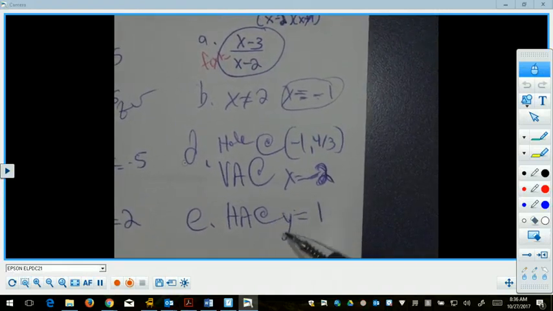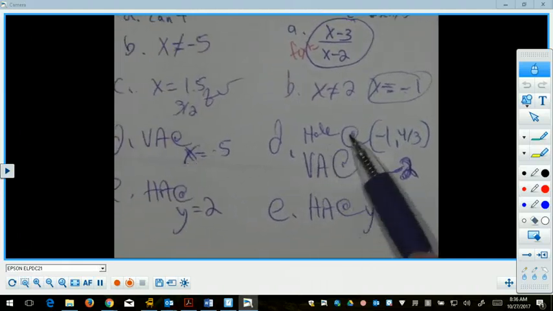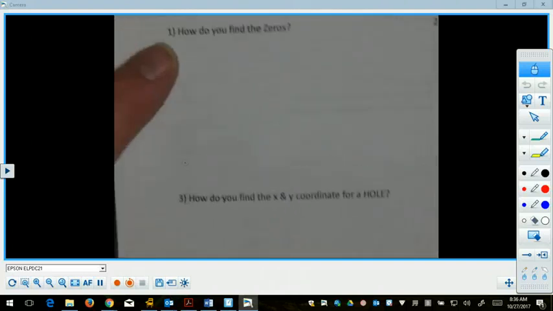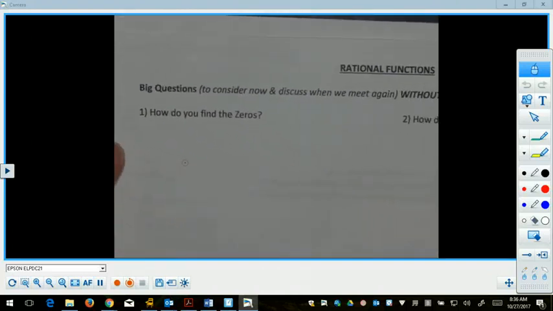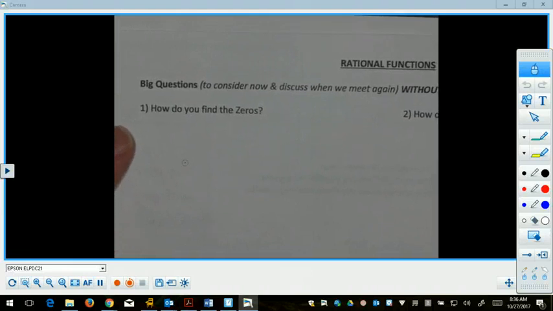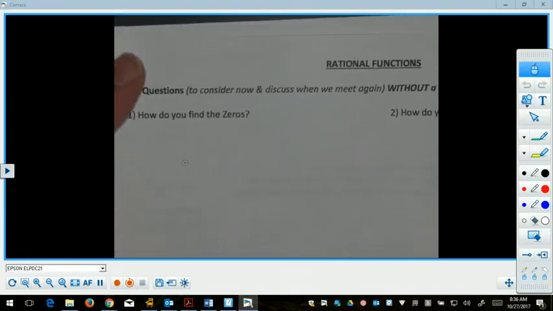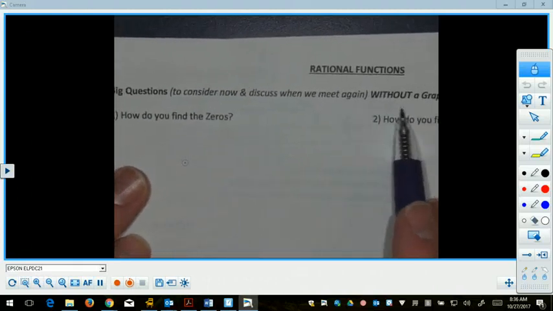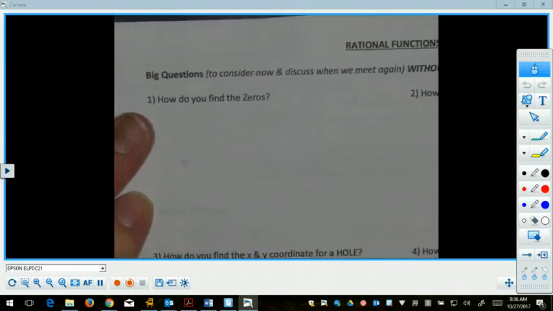Some of them are hard to find. It's hard to find the horizontal asymptote. Sometimes it's even hard to find the vertical asymptote in the graph and calculator or the hole. So we're going to look at that. On the back, we're going to talk about some big questions that you should know from Algebra 2, but it's been a while. And again, it was just a section and everything else you had to learn. How do we find this stuff without a graph and calculator?